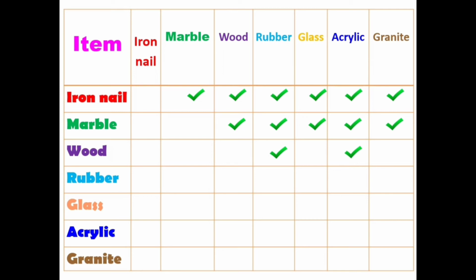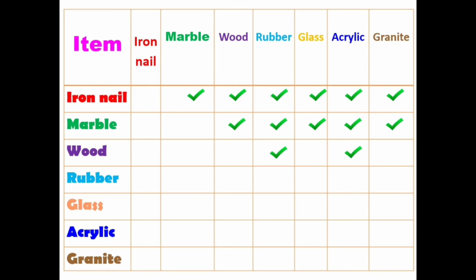Next, the rubber. Can we scratch the iron nail? No. What about the marble? No. Rubber to wood? No. Rubber to rubber? No. What about rubber to glass? No. Rubber to acrylic? No. Rubber to granite? Still no, because rubber is so soft.